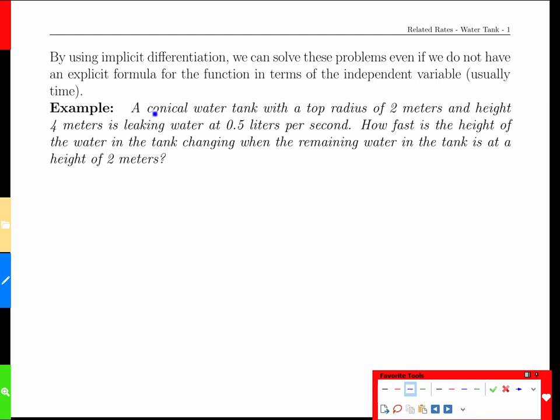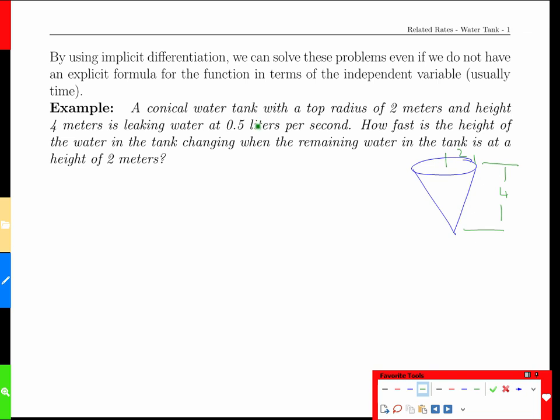In this problem, we're considering how water is flowing out of a tank. It's a conical water tank, so shaped like a cone, the vertex down at the bottom here like this. We're told a few pieces of information about the tank itself. Radius of the top is 2 meters. Overall, the height here is 4 meters.